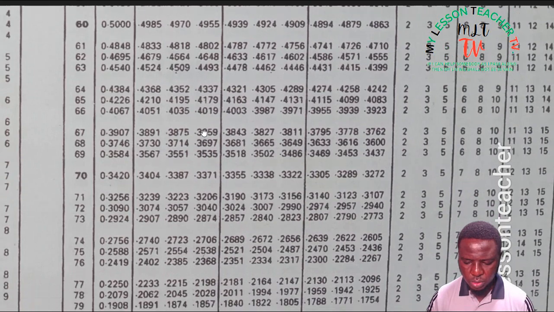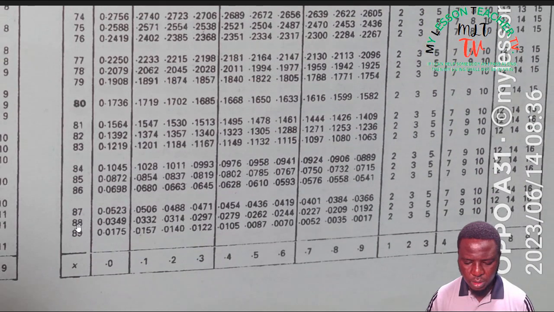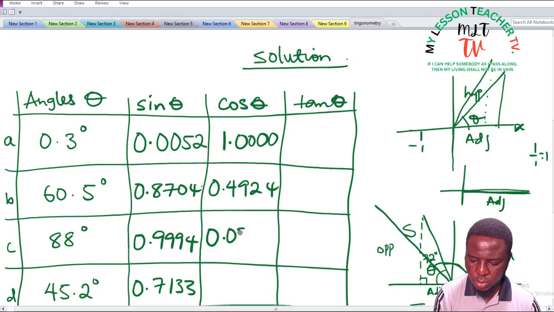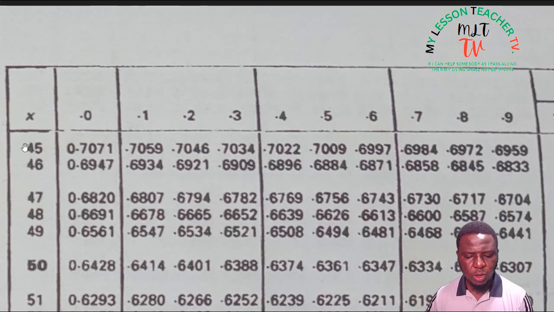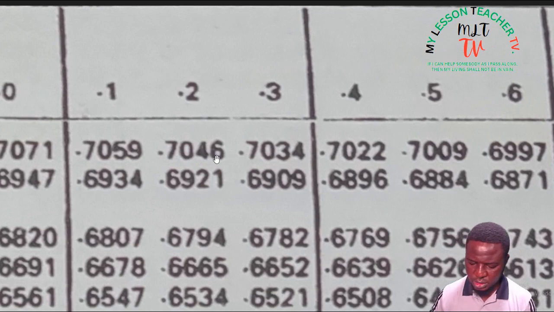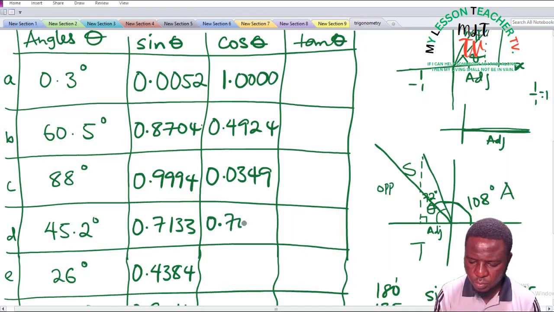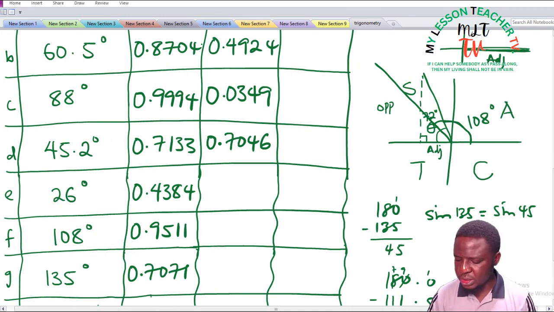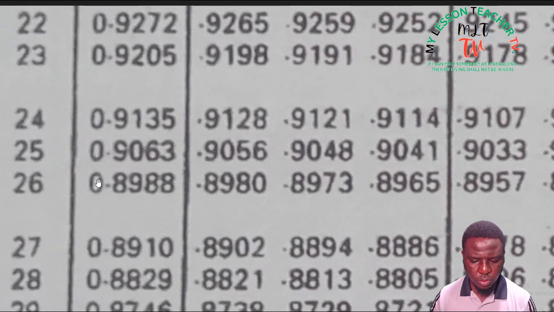Cos 88, you go down, 88.0 is said to be 0.0349, whereas cos 45.2 is said to be 0.7046. Next is cos 26. Cos 26.0 is said to be 0.8988.